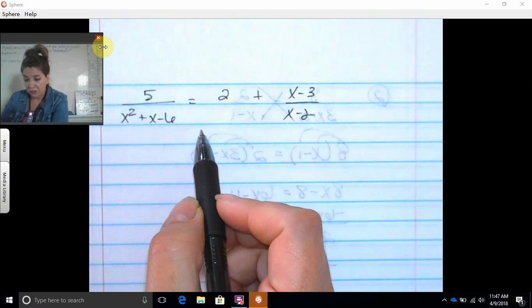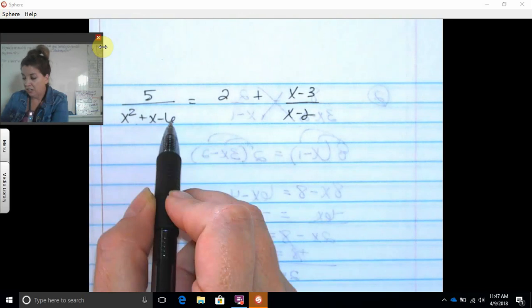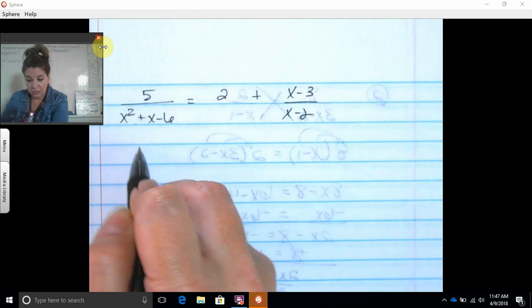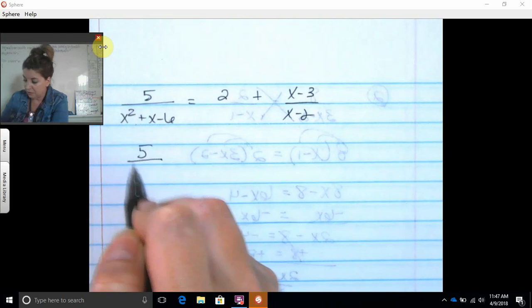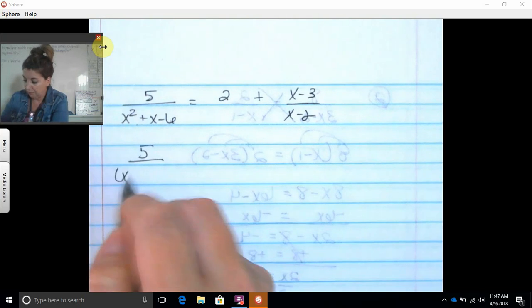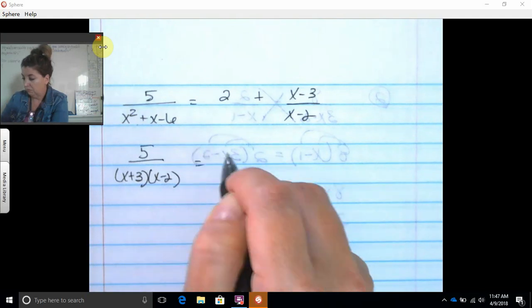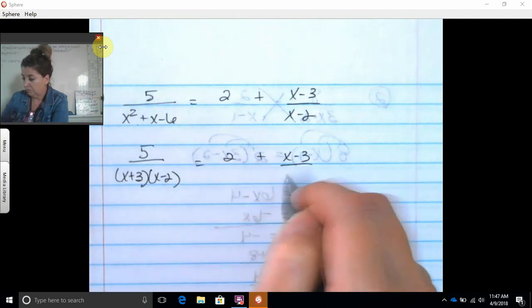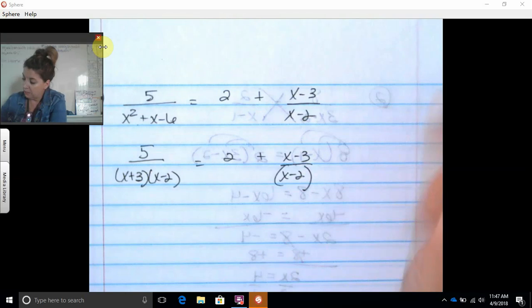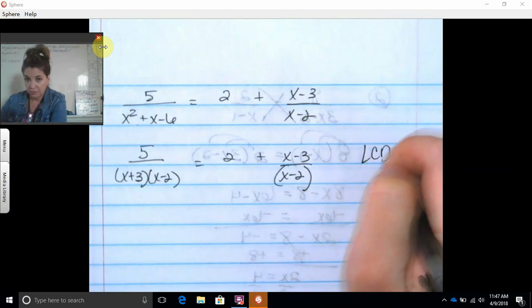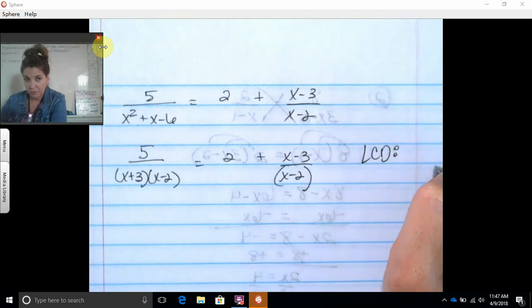So we factored this denominator. We did the t-chart divide and slide, right? And we said that it factored into x plus 3 times x minus 2. All right, so what's the least common denominator? X plus 3 and x minus 2.